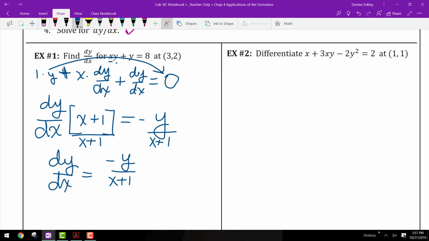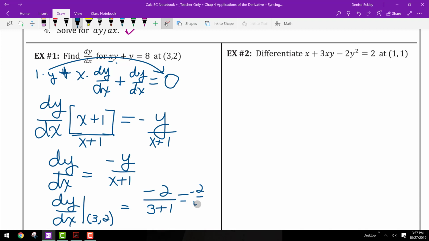So now we want to evaluate this at the point 3, 2. So that's going to be negative 2 over 3 plus 1. So that is negative 2 over 4, which is negative 1/2. So that's going to be our answer.